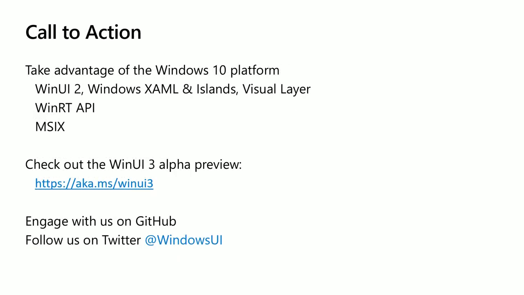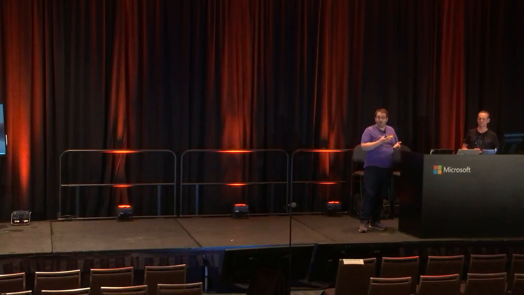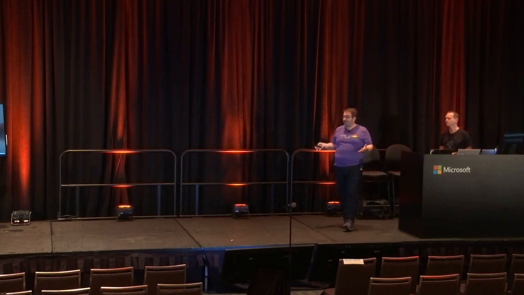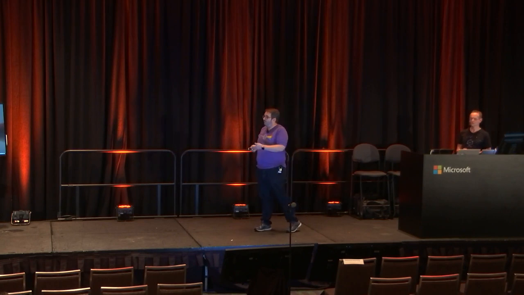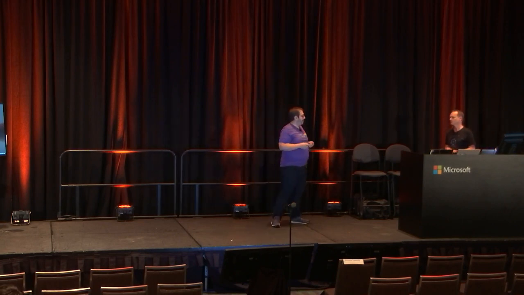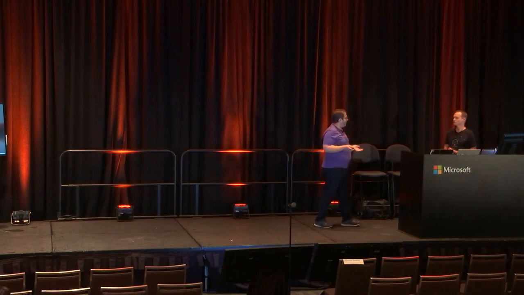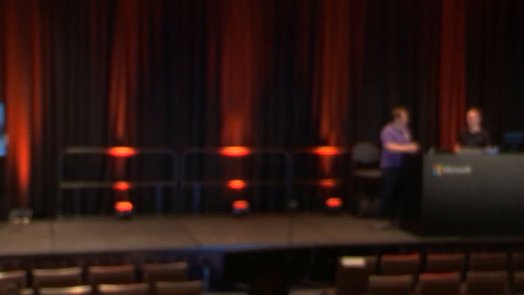All right. So getting started today, take advantage of the Windows 10 platform stuff we've talked about that's already shipping. WinUI 2 is the latest version. XAML Islands and Visual Layer, the WinRT APIs, MSIX, we showed you all that kind of shipping working today. Check out the WinUI 3 Alpha preview. That's the URL where you can go get it and sign up for it. Engage with us on GitHub. Follow us on Twitter. Come talk to us. We'll be at the hub afterwards.